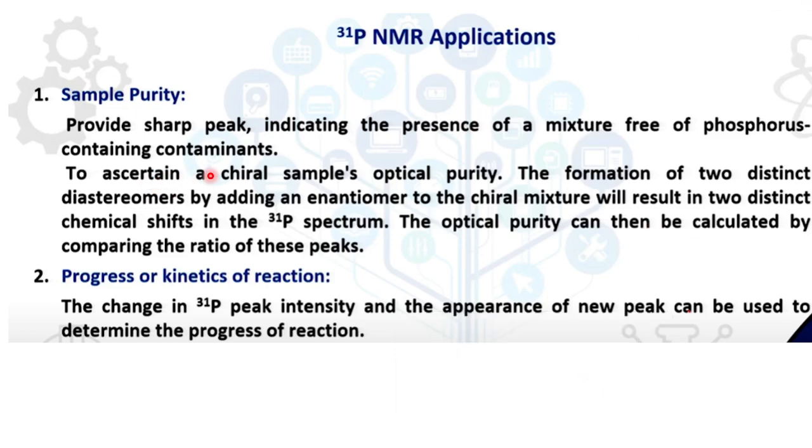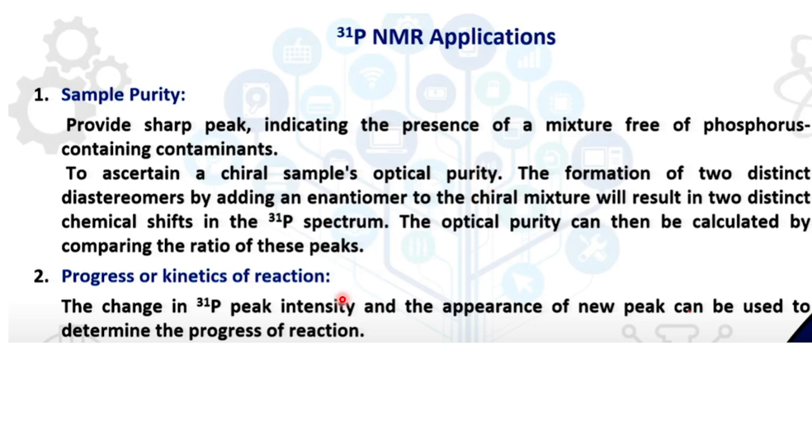So first of all, it will provide a sharp peak indicating the presence of a mixture of free phosphorus containing contaminants. It can also ascertain a chiral sample, chirality, that is very important in organic chemistry, but we should not go into very much detail because chirality itself is a huge syllabus. The formation of two distinct diastereomers by adding an enantiomer to the chiral mixture will result in two distinct chemical shifts in the 31P spectrum. Now the optical purity can then be calculated by comparing the ratio of the heights of these two different peaks.